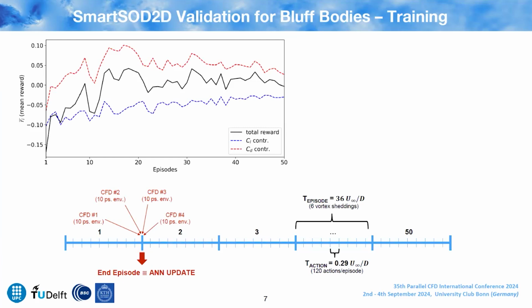And here I'm showing you how the mean reward evolves along the different episodes in the training. You see how in black, the total reward, in red, the drag contribution, and in blue, the lift contribution, according to the expression that I showed you in the previous slides. And you see how the agent successfully learns how to reduce drag and reduce also the oscillations of the lift coefficient.